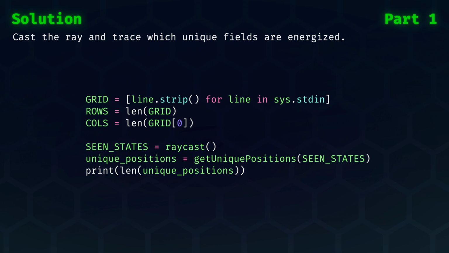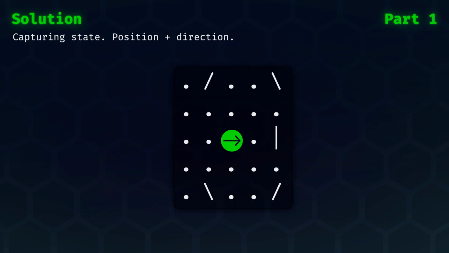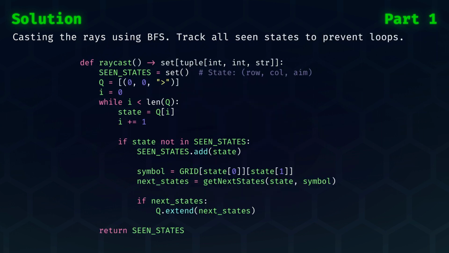Now, before we look at the raycast function, we should understand what these states are. Basically, we're looking to encode the position and direction of a ray at any given point. The image shows a ray at the center of the grid, traveling east. Then let's cast some rays. Doing this raycast is basically a breadth-first search, as we keep expanding the rays as they travel across their paths. We use the seen states variable to prevent loops from occurring.